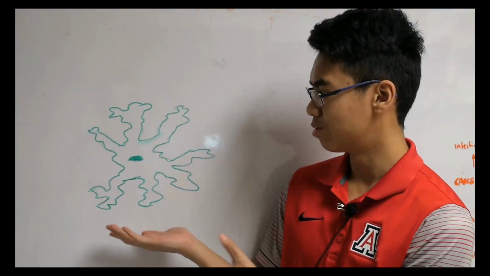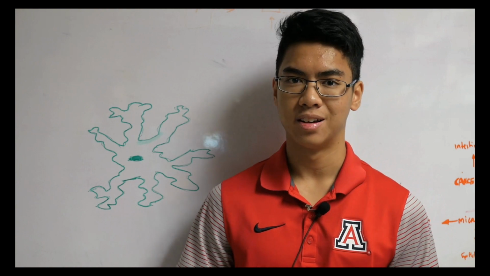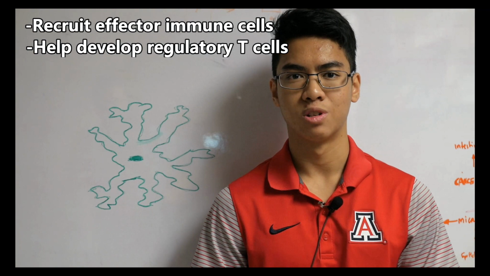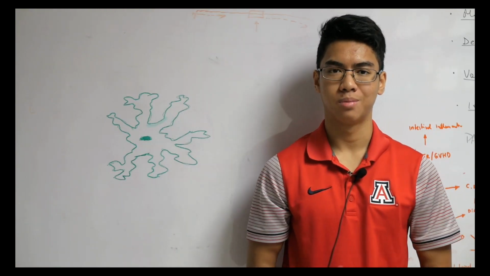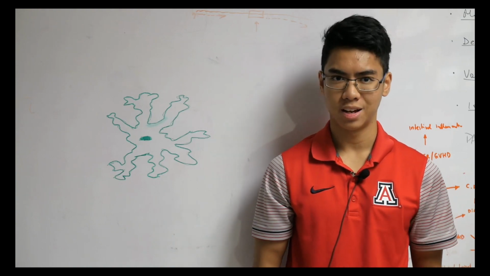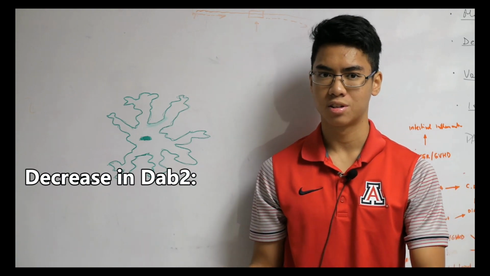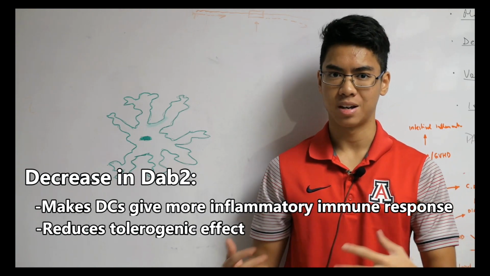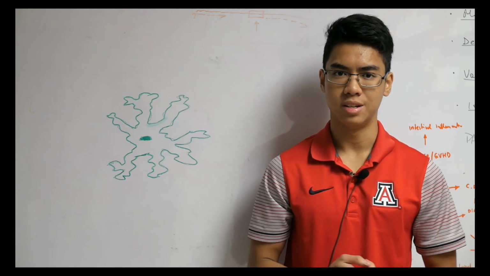So this is a dendritic cell, or DC for short. Dendritic cells play an important role in immune response, especially in the gut, because they recruit effector immune cells and help develop regulatory T cells, which facilitate tolerance. So earlier this year, the lab published a paper that went over how certain stimuli can decrease DAB2 in dendritic cells. And a decrease in DAB2 in turn makes dendritic cells give off a more inflammatory immune response and reduces tolerogenic effect when sensing bacteria stimuli. And this is what helps contribute to IBD and other chronic bowel diseases.